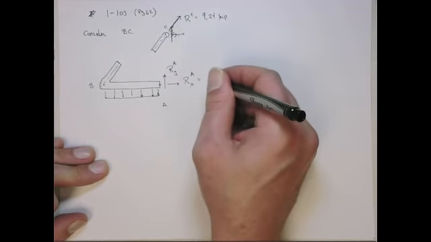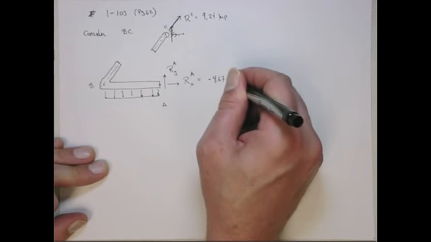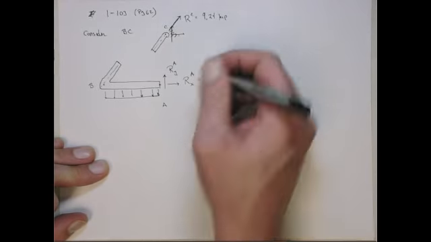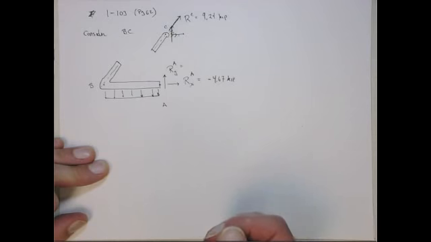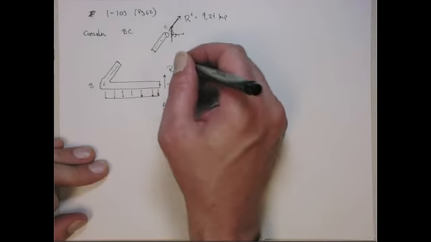The X component here is actually minus 4.67 kip, so it's actually acting in compression. And then the Y component at A is going to be 8 kip.